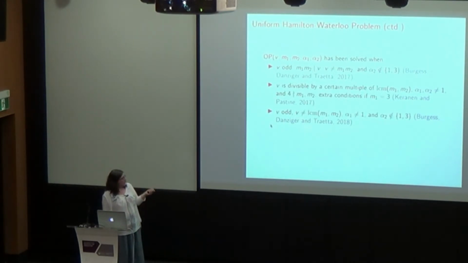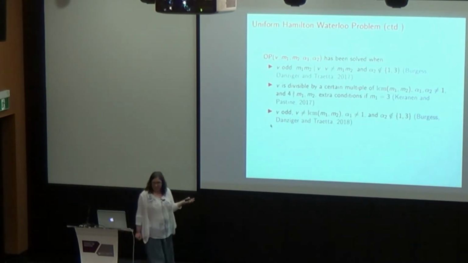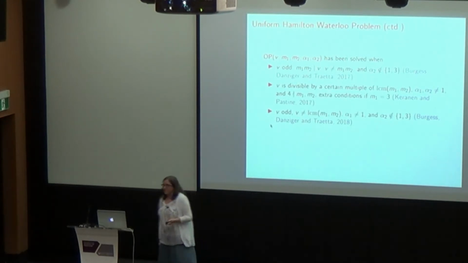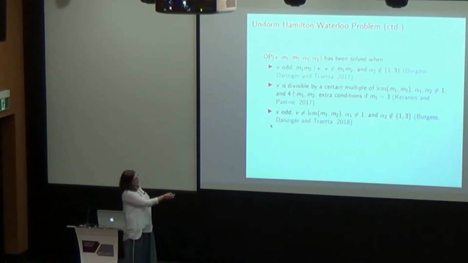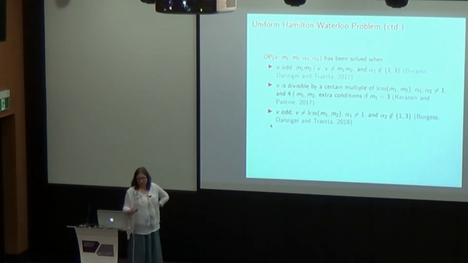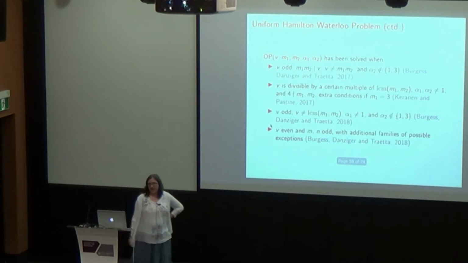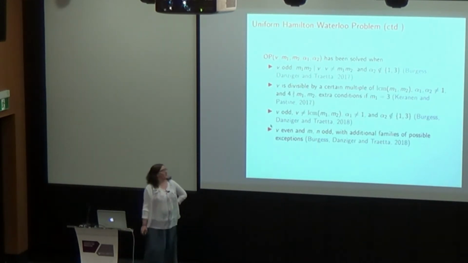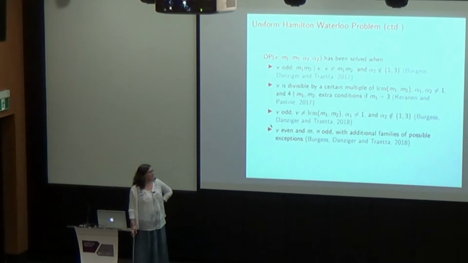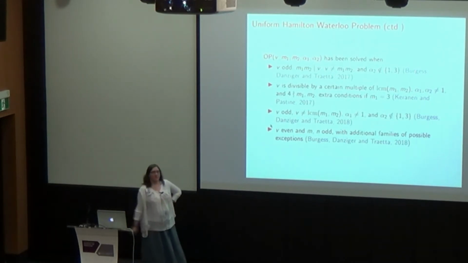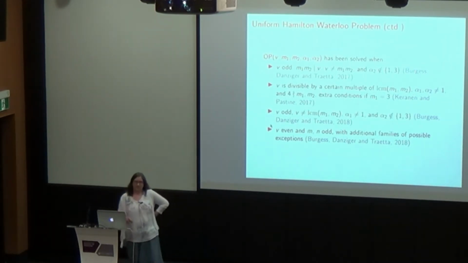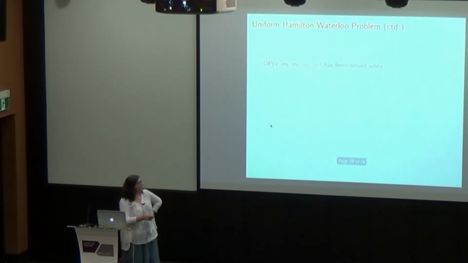We generalized our result then, so when v is odd, to any case where v is not equal to the LCM of m_1 and m_2. And again, we have some exceptions where the number of factors of a given type is small, 1 or 3. And we have similar results for even v when m_1 and m_2 are odd, although there are some extra possible exceptions that pop up in this case.